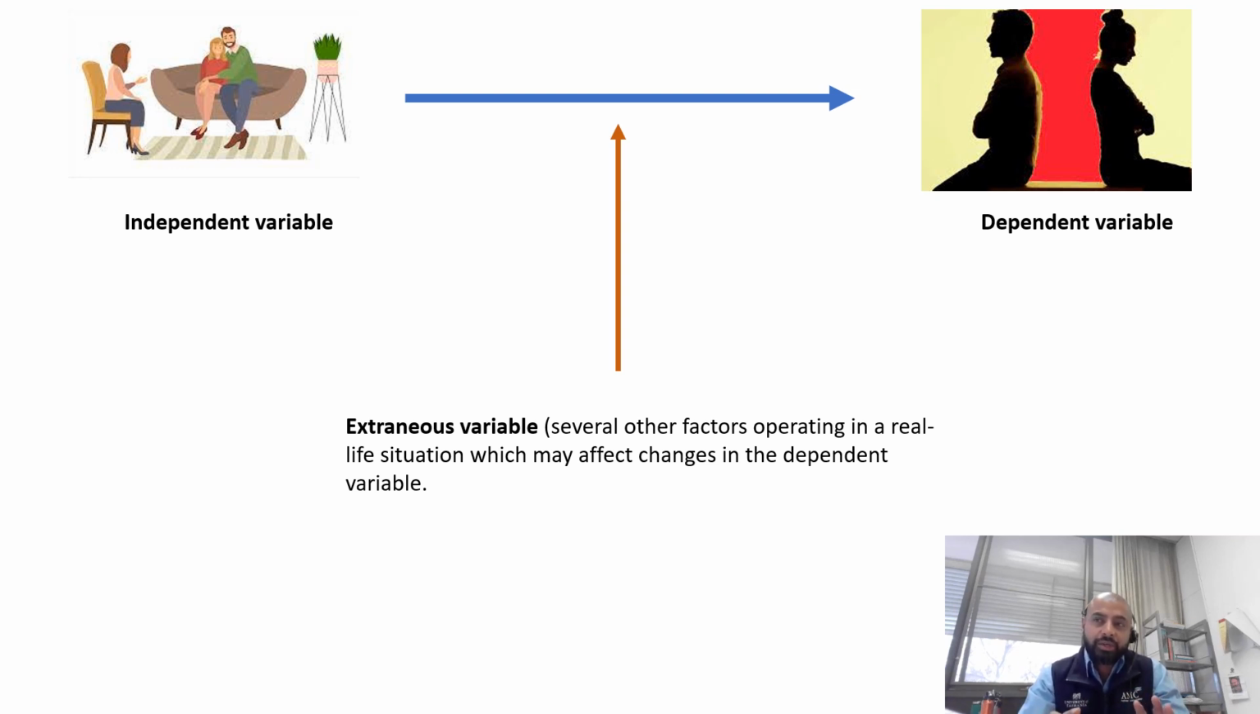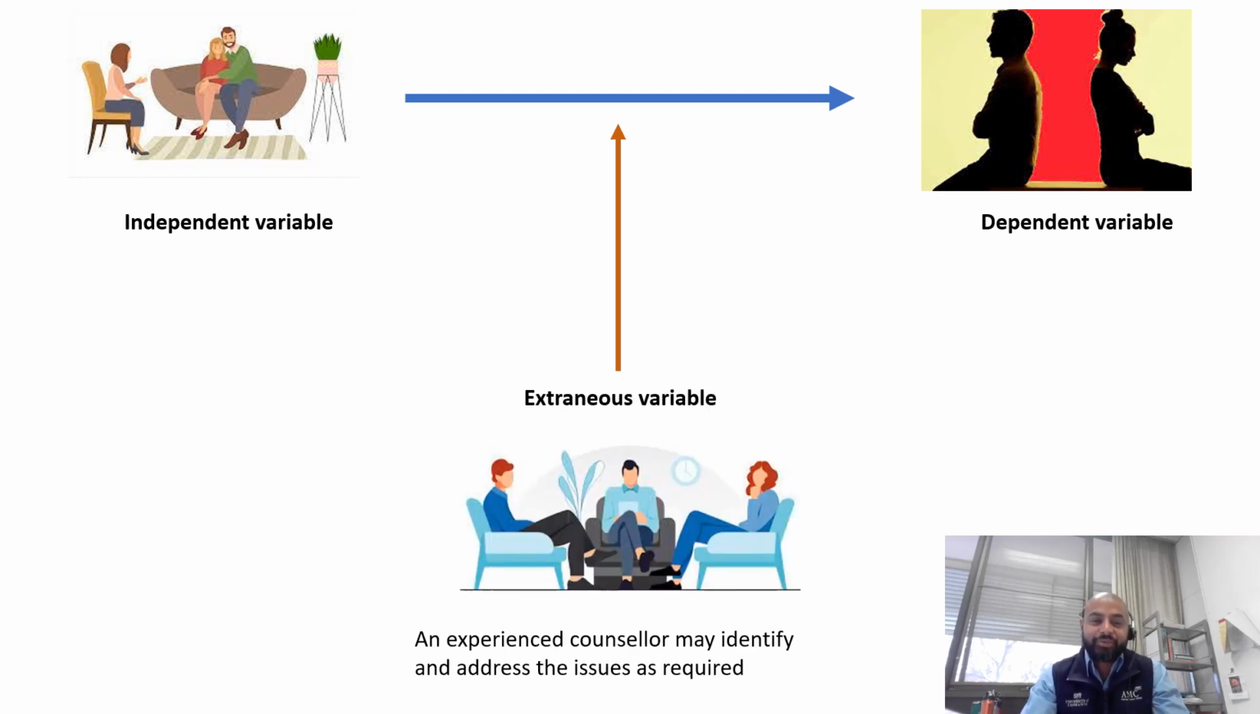In this case, these are the real life reasons as to why there could be a lesser rate in divorce, and not necessarily the counseling service which is causing that. So the first one could be if you have an experienced counselor who may identify and address the issues as required. So it may not be the counseling service, it may be an experienced counselor. What does this mean is that in your research, if you are trying to establish that it is the counseling service that is leading to less divorce, let's say for example.